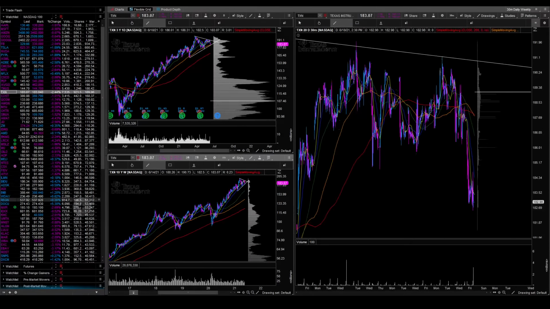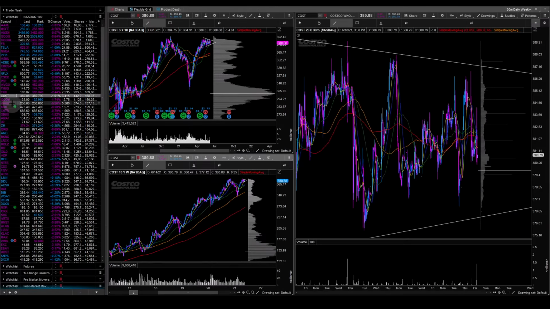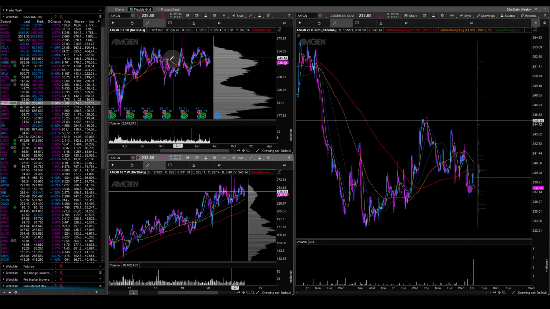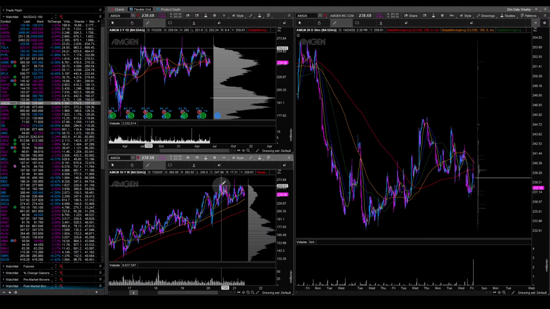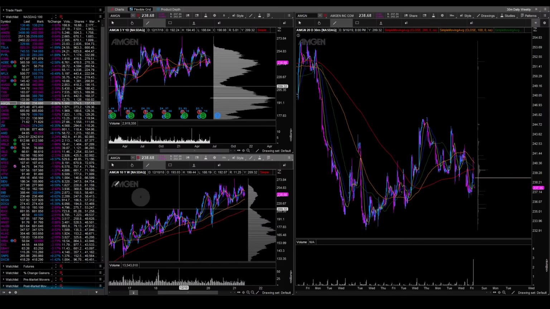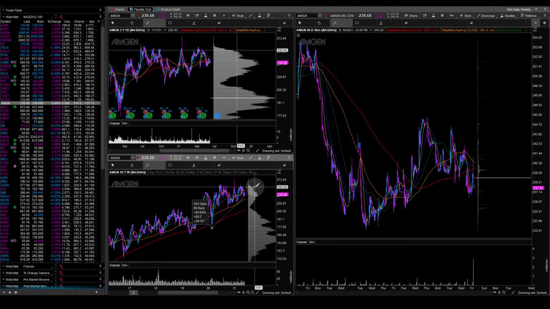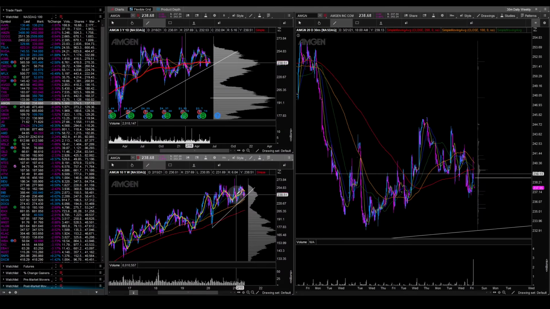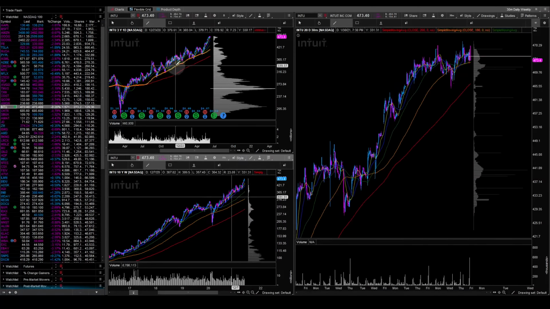T-Mobile, Texas Instruments. We already did that one. Costco, we already did that one. AMZN, that's what it was. Okay, I know there's a few that don't. False break. Looks like a range play, but more likely to break down than up. Why? Because it already came back down, so I would expect it to come back down to the 221s.